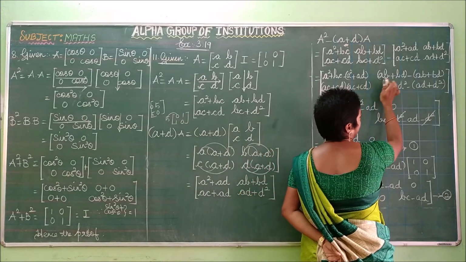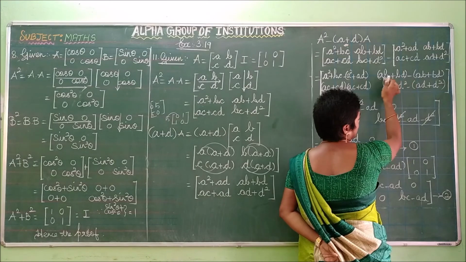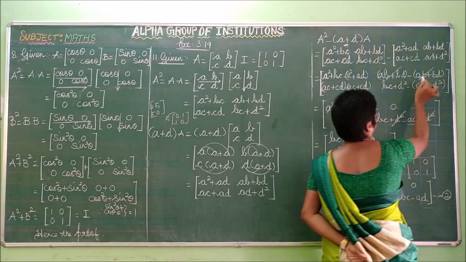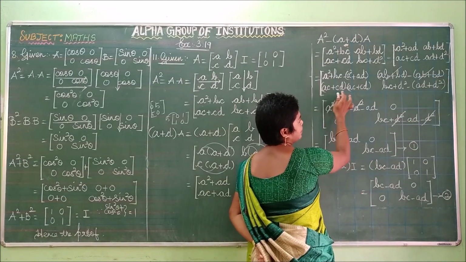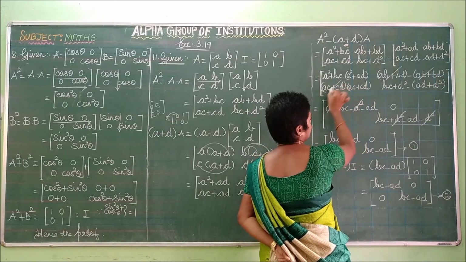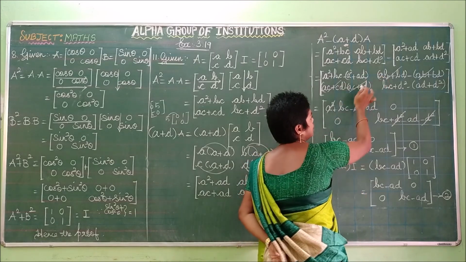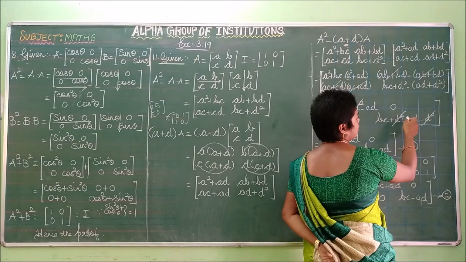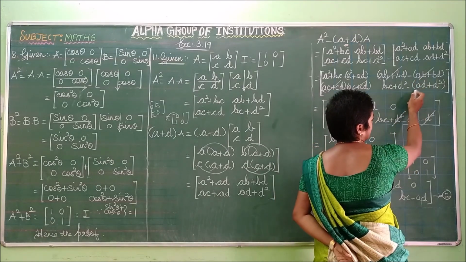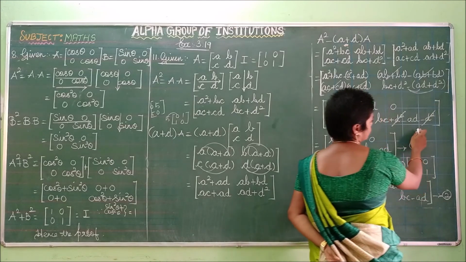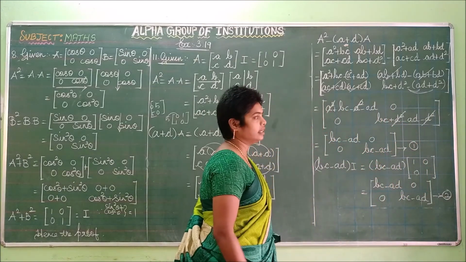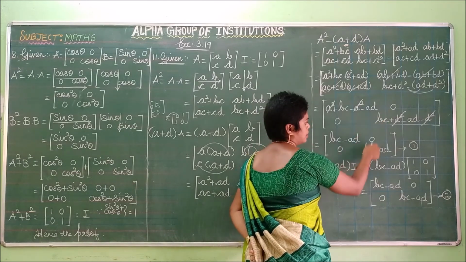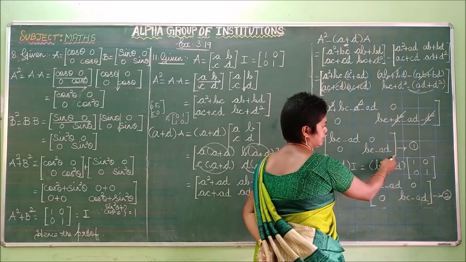Then here, ab plus bd minus ab plus bd: both terms are the same, so we can cancel them. Here ac plus cd minus ac plus cd, both are the same, so we can cancel them. For these two terms we can put 0. Then bc plus d squared minus (ad plus d squared): apply the minus inside, and d squared minus d squared gets cancelled. So the remaining values are bc minus ad, 0, 0, bc minus ad.